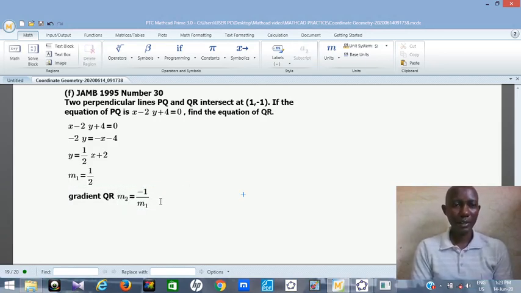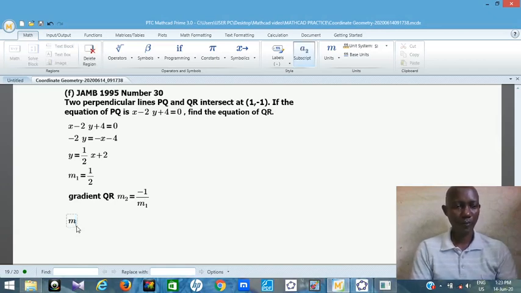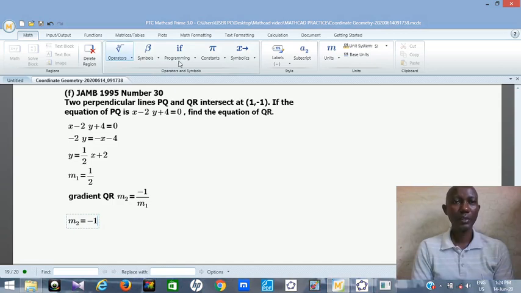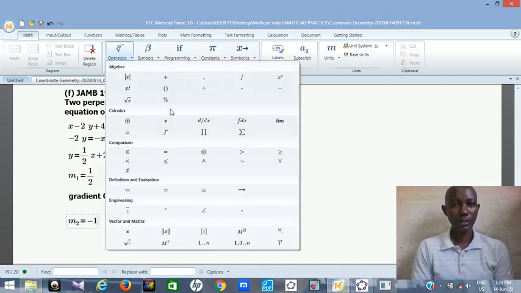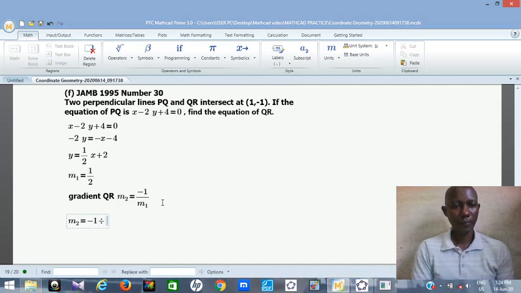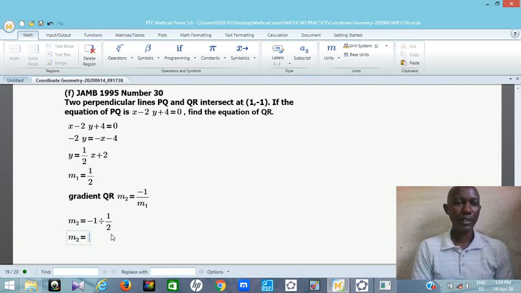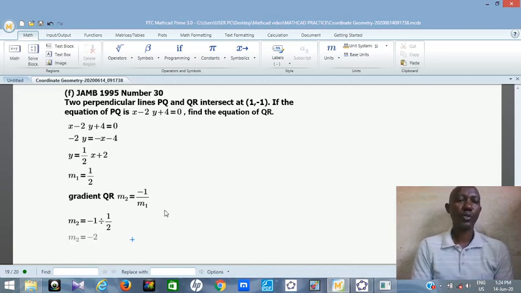So if I want to get this gradient, how will I do that? So minus 1 divided by 1 over 2. So I'll have my m2 equals minus 1 divided by 1 over 2. Therefore my m2 is going to be equal to, you reverse 1 over 2, it will now be 2 times minus 1. So the answer is going to be minus 2. So this is the gradient.